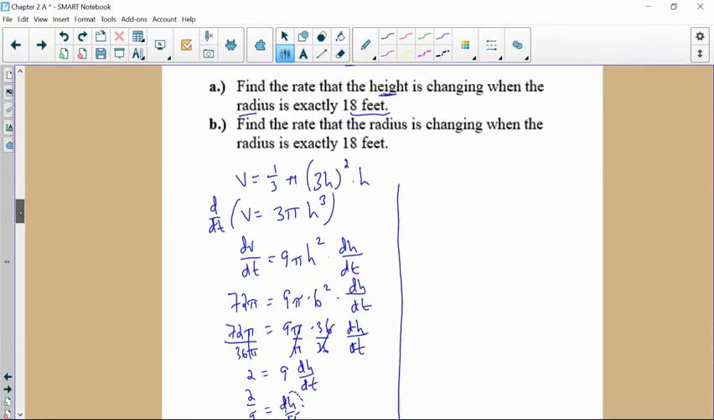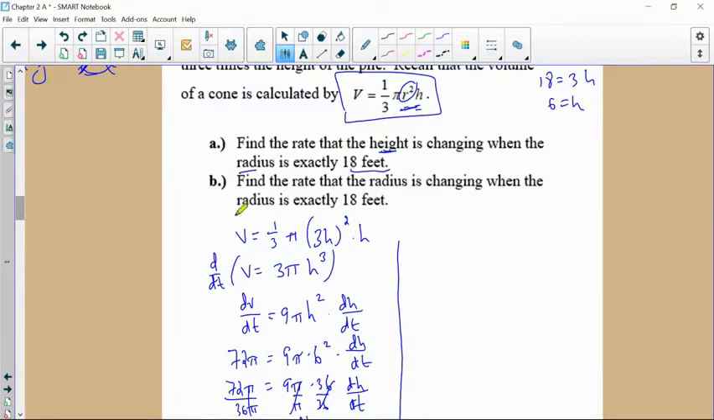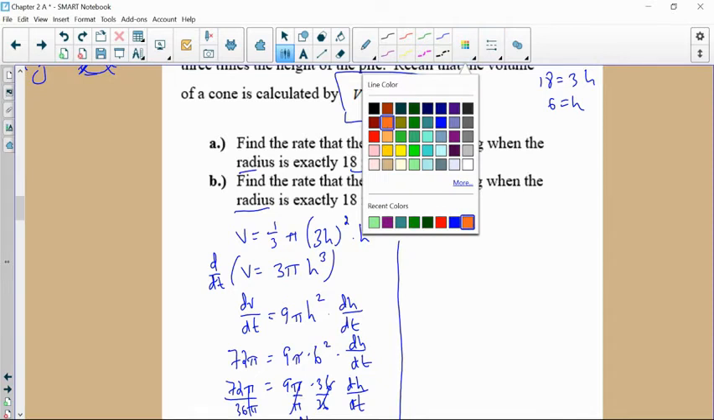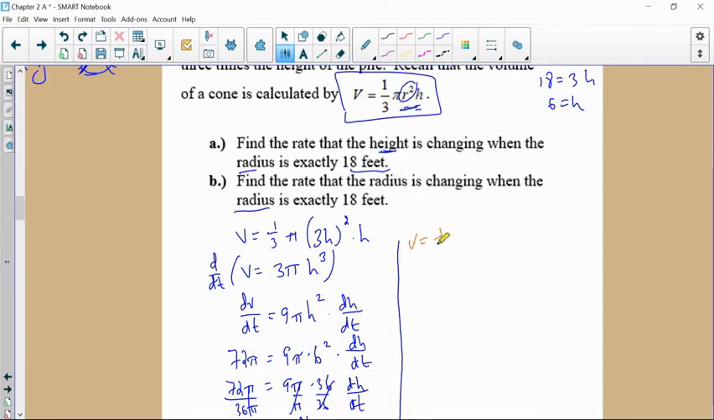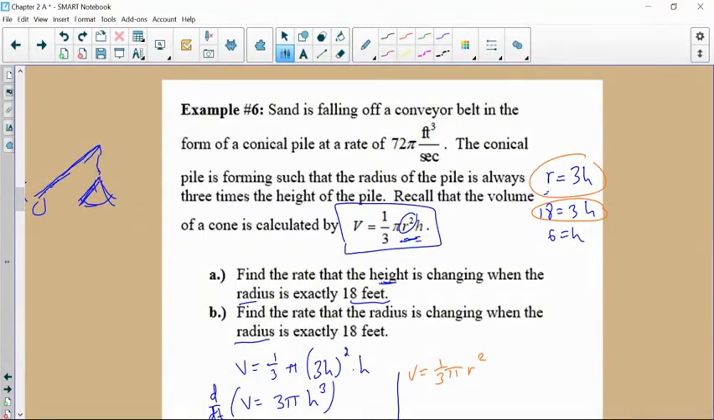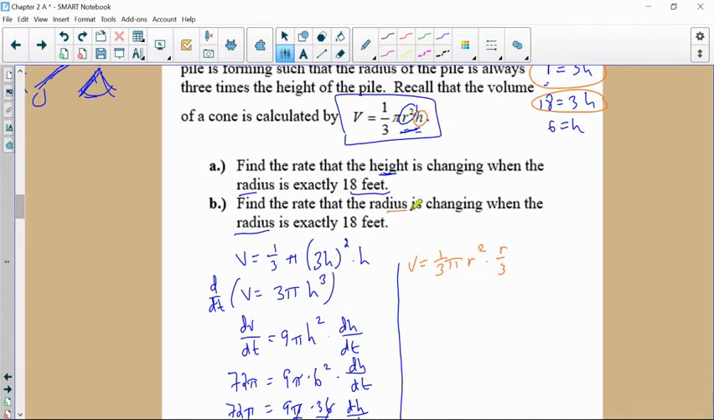Now we can do the other one too, because now it's asking for the rate the radius is changing. So if I start with my volume equals 1/3 pi r squared h, but now up here, one more step. If r equals 3h, that means r over 3 equals h. So I'm going to substitute this h for r over 3. That way I can solve for the rate the radius is changing.